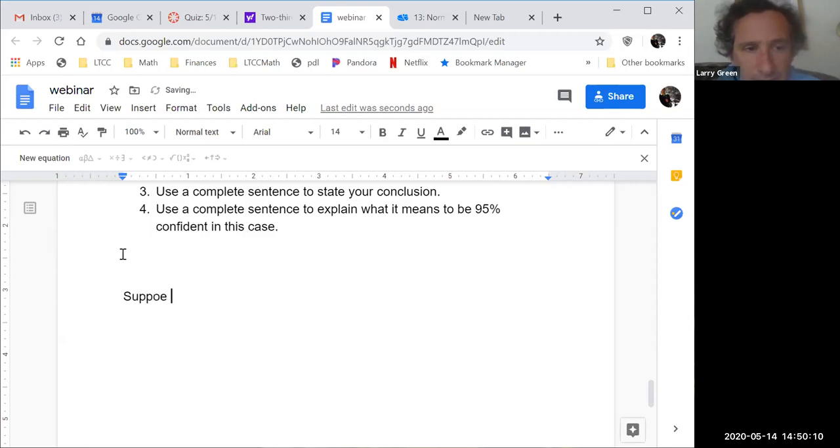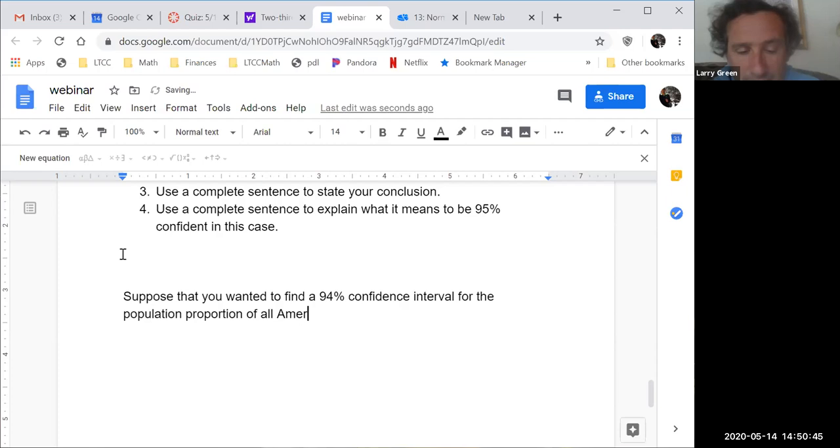Okay, suppose that you wanted to find a 94% confidence interval for the population proportion of all American college students who are okay with coming back to the class in the fall.